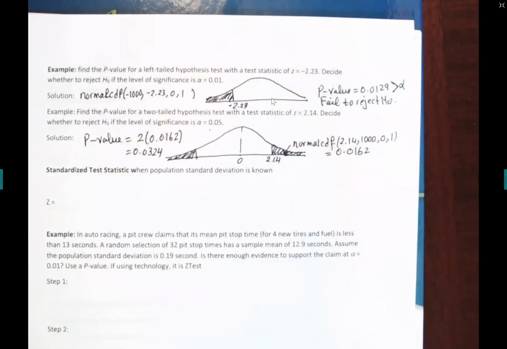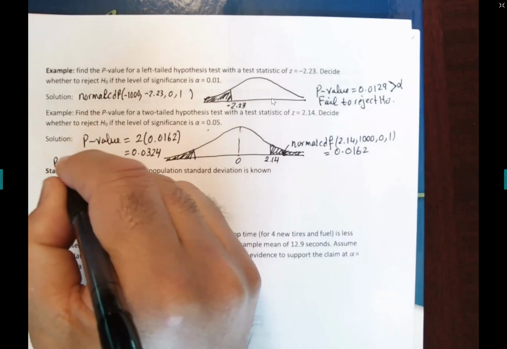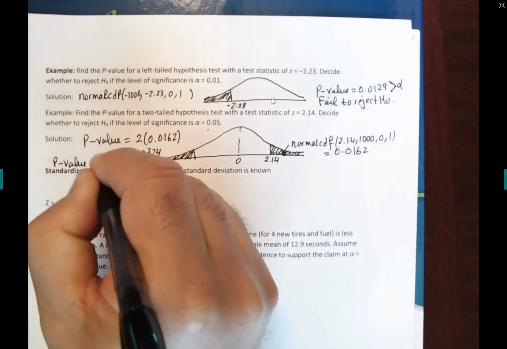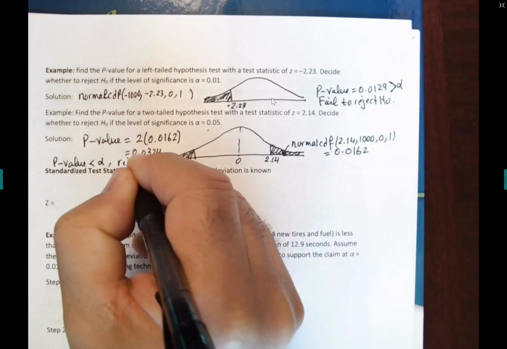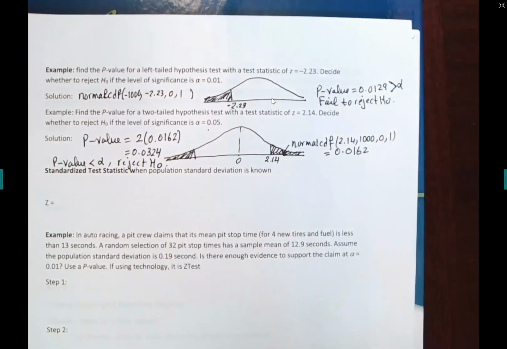Yes? Less than alpha, you reject H0. When you reject H0, guys, you're saying that you have enough evidence against H0. So H0 is not good. That means HA must be good. This is how we're going to be making decisions.